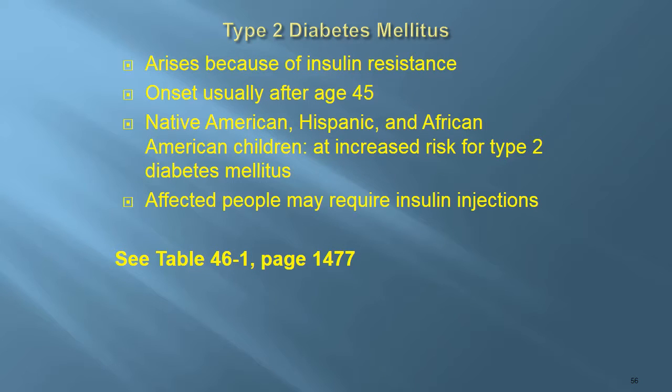Type 2 diabetes mellitus arises because of insulin resistance. The onset is usually after age 45. Native American, Hispanic, and African American children are at increased risk for type 2 diabetes mellitus. Affected people may require insulin injections. See Table 46-1 on page 1477.